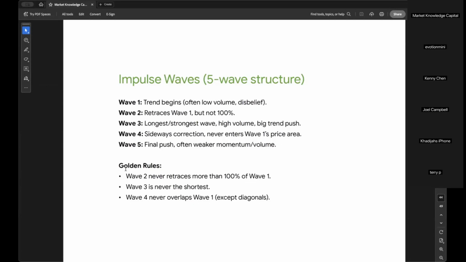And the golden rules again: wave 2 will never go more than 100% of 1, 3 is never the shortest, and 4 never overlaps wave 1. So always bear that in mind whenever you are looking at your trend.